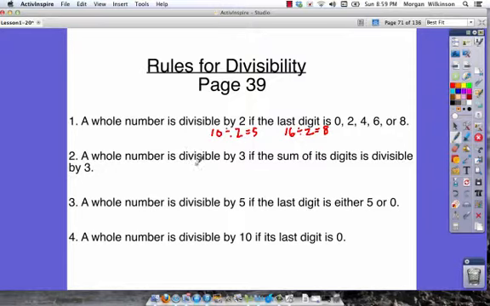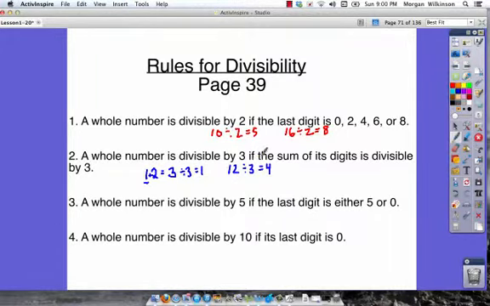Number 2, a whole number is divisible by 3 if the sum of the digits is divisible by 3. So say we had the number 12. If we take the 1 plus the 2, 1 plus 2 is going to be equal to 3. And we know 3 is divisible by 3 because 3 divided by 3 is equal to 1. So 12 must be divisible by 3. So we know 12 divided by 3 is going to be equal to 4. So we can use that divisibility rule to help us solve this problem.